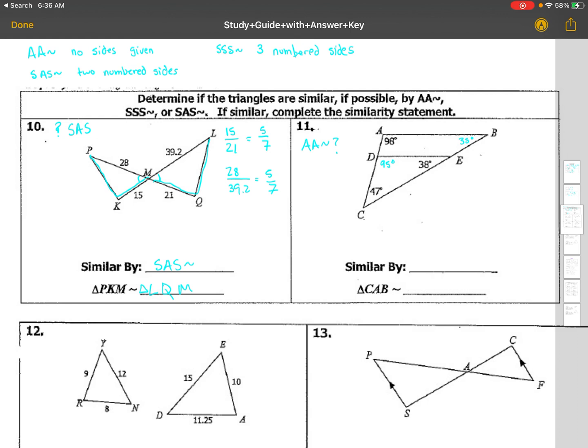So for angle similarity, we need two pairs of congruent angles. Both triangles have an angle C that's 47 degrees. So that's one pair of congruent angles. But we don't have any other two angles that are congruent. So we're going to put not similar.